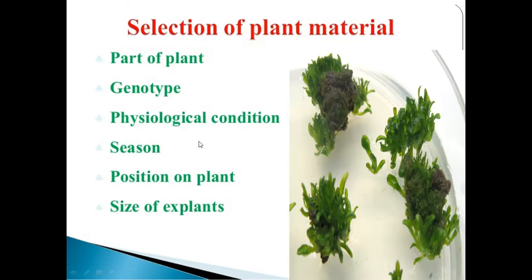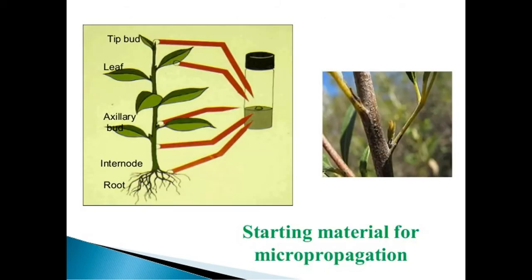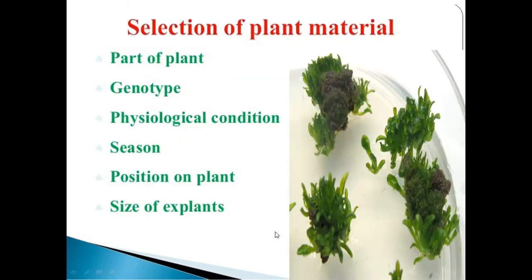Okay. Now, what is the selection of the plant material? For the selection of the plant material, we have the part of the plant. It means which part of the plant, which type of explant we take. We take shoot, root, tip, axillary buds, internode. So what we take, that is the part of the plant. And what does this part of the plant form? This part of the plant forms the callus formation.